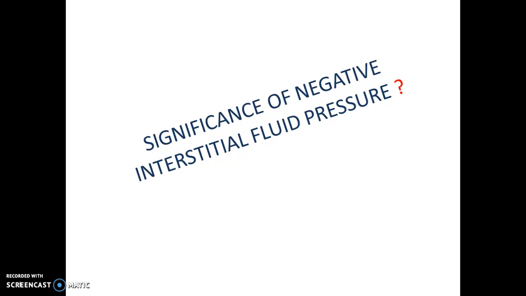So, what is the significance of negative interstitial fluid pressure? The different tissues of the body are held together by the connective tissue fibers. But at some places, like the skin over the back of the hand or over the face, the connective tissue fibers are very weak. But even at these places, the tissues are held together by the negative interstitial fluid pressure, which is actually a partial vacuum. So, when the tissues lose their negative pressure, fluid accumulates and it results in edema.